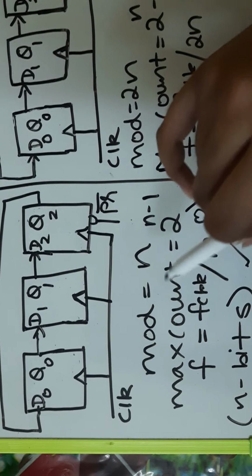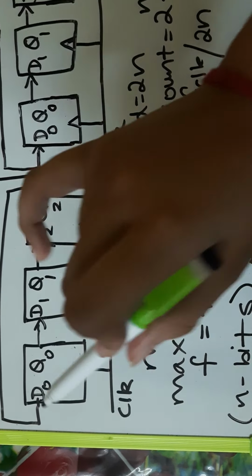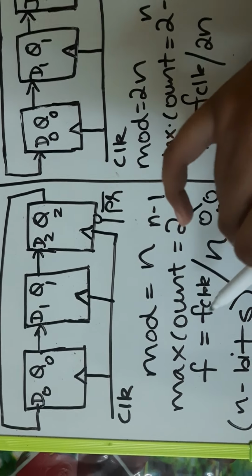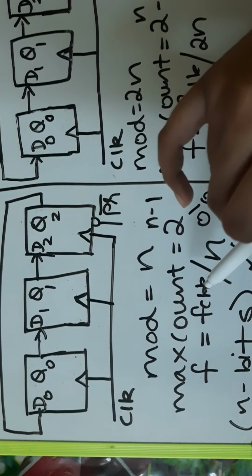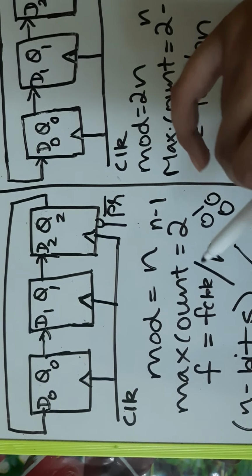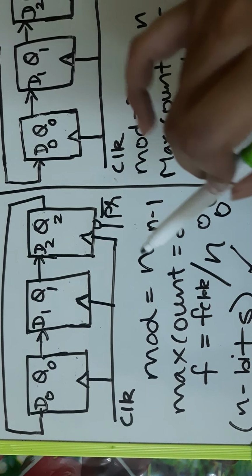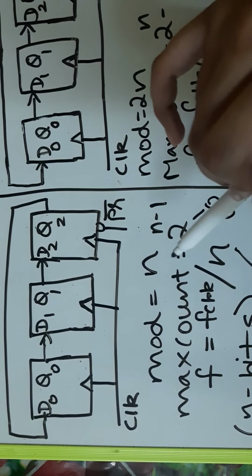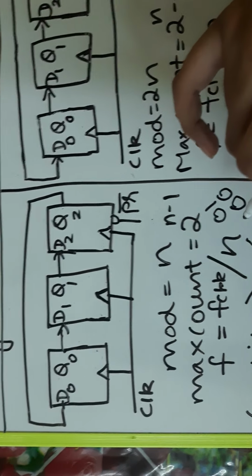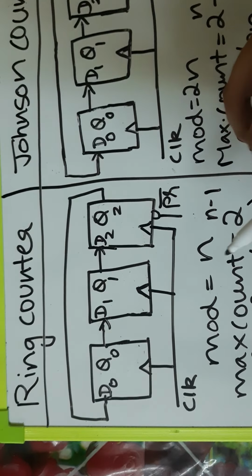There is a new thing here, which is the frequency at the output. That will be equal to the frequency of the clock divided by the mod. Mod here is n. So f clock by n. So this is about the ring counter.